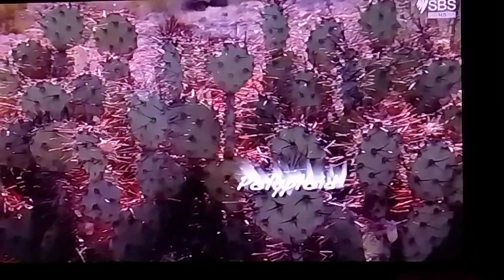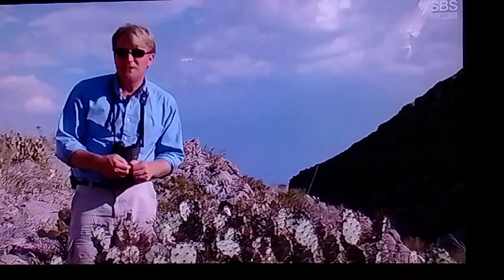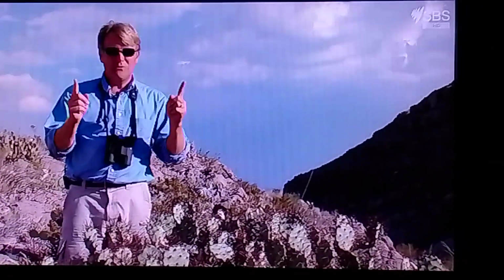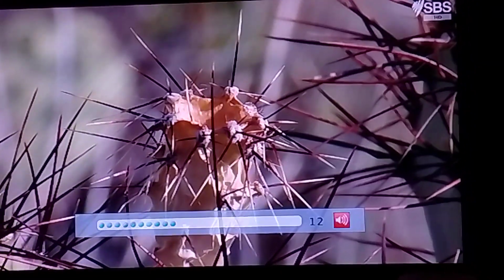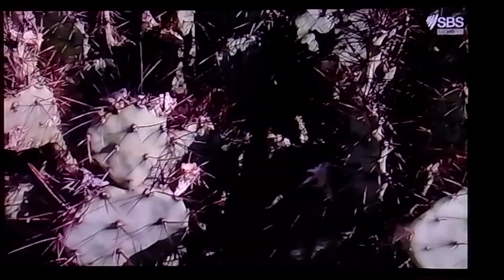Polyploid. Polyploid means it has more than a normal number of chromosomes. You and I, we're diploid. That means we have two sets of chromosomes, one from our dad, one from our mom. And this plant has four. Well, it's not just that this plant has four sets of chromosomes, but it's also that we have a pretty good idea where this plant came from.